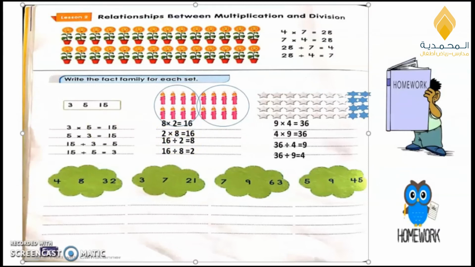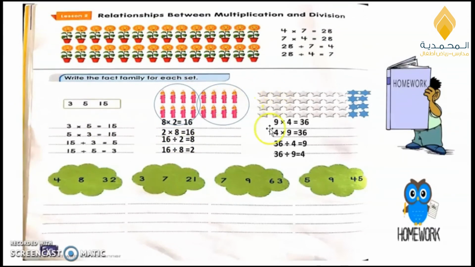Now let's move to the stars. As you can see, horizontally, there are 9 stars: 1, 2, 3, 4, 5, 6, 7, 8, 9. And vertically, there are 1, 2, 3, 4. So how to know the total number of stars? Yes, excellent. Multiply 9 times 4. 9 times 4 equals 36. If you count them, it will give you 36 stars.